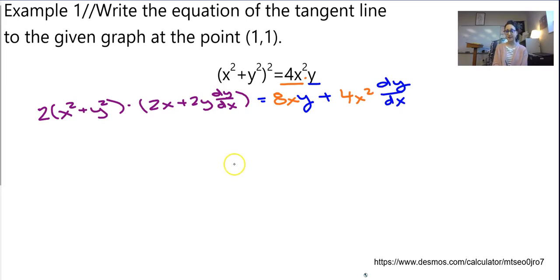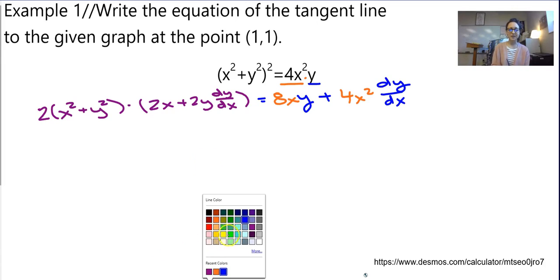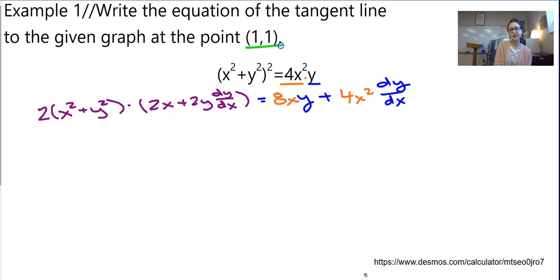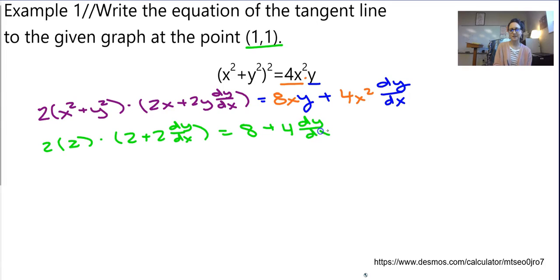The variables don't match. Okay, now if we were doing this yesterday, we would have a whole lot of algebra to do here, right? But today, we are looking at a specific point. So right now, go ahead and plug in 1 for both x and y. So let's see what we get here. I'm going to have 1 plus 1 here, so that's 2 times 2 plus 2 dy dx. Remember, dy dx is what I'm solving for, the first derivative, right? Equals, all right, 8 times 1 is 8, plus 4 times 1 squared dy dx becomes 4 dy dx.